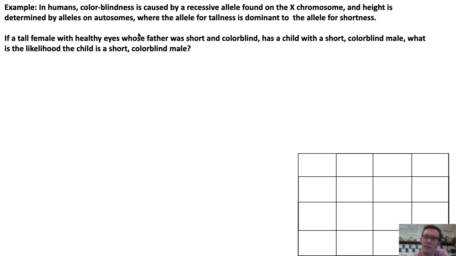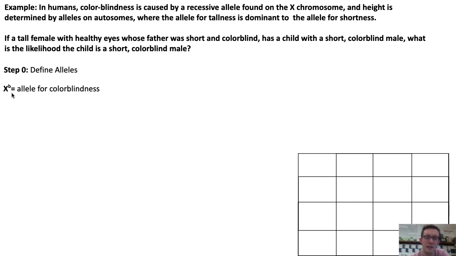Now there's a lot of information in these problems. It's a lot to swallow out the gate. But the first thing you want to do is define your alleles. So in this case, we have some background information. We're told that the allele for colorblindness is recessive, and it's found on an X chromosome. So we'll represent that as a recessive allele on an X chromosome.